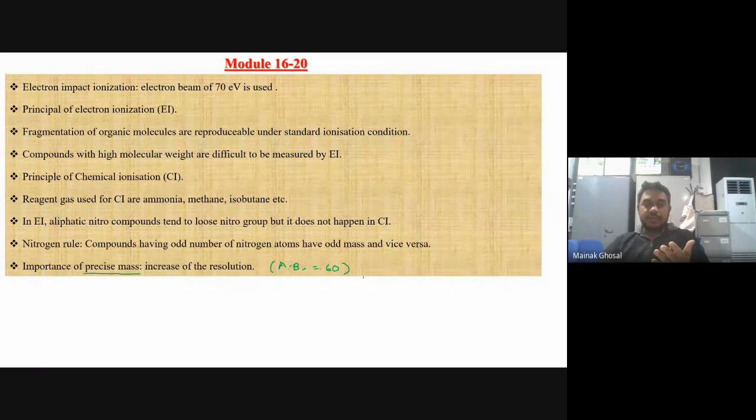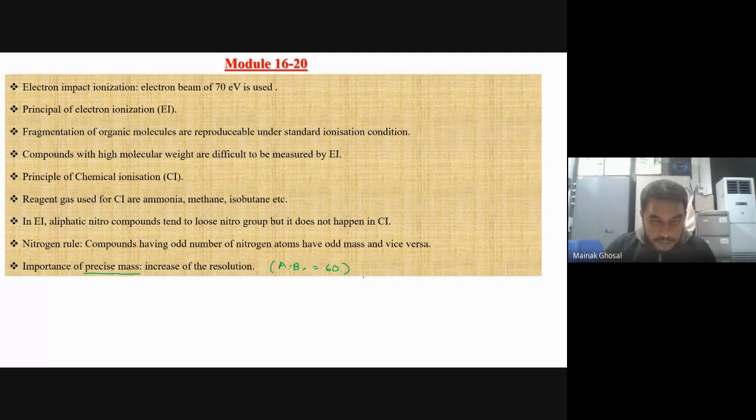So precise mass is important because after the decimal point there will be 3 or 4 digits which will be different for A and B. Before the decimal point the numbers are the same, but after the decimal point the numbers can be the same or different, and mostly it is observed that they are actually different. So precise mass is important, and by means of this there will also be an increase in resolution.